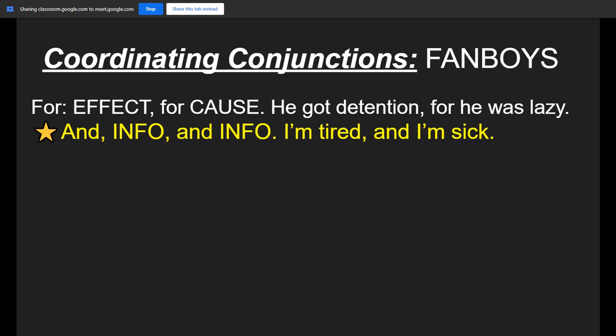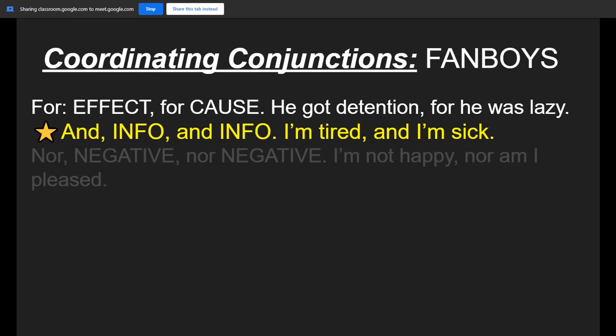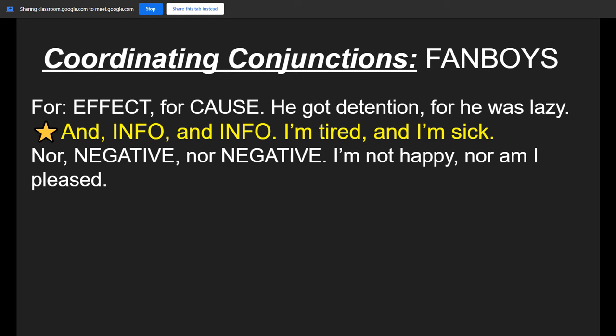And put a star next to and here because and is one of the most common ones and we use this all the time. I'm sick and I'm tired. That's actually not true. I'm feeling pretty good today. But when I first wrote up these notes, I was sick and tired. So I wrote that sentence. And you just use and when you're giving more information. So anytime you want to add more information and you have two weaker sentences, you can combine them with an and.